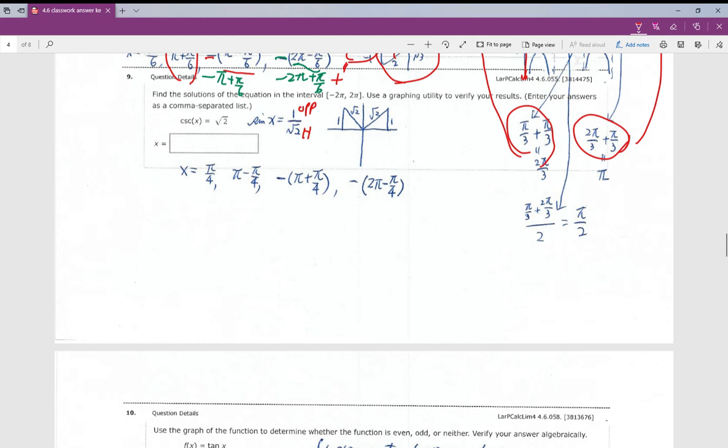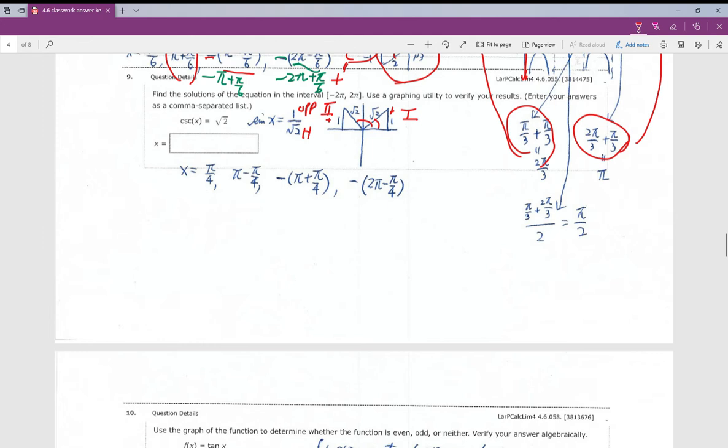So if cosecant is positive, then the sine value needs to be positive. Now we have two positions, quadrant 1 and quadrant 2. We both have positive sine value or positive cosecant value. Now you have two angles here.